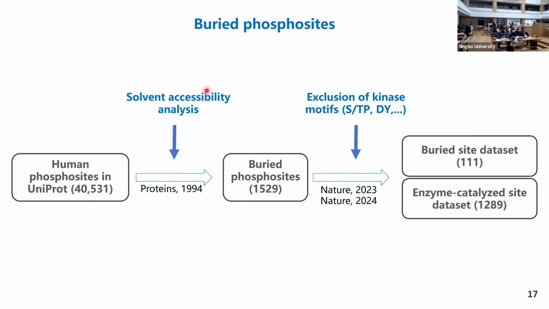So there's also an elegant point: the buried phosphosite. When a phosphosite is buried in the protein, you might think, does the kinase have access to its substrate? So there might be novel chemistry, novel phosphoryl transfer mechanisms buried in it. So from the big data of 40,000 phosphosites, with solvent accessibility analysis, there are only about 1,000 buried sites.